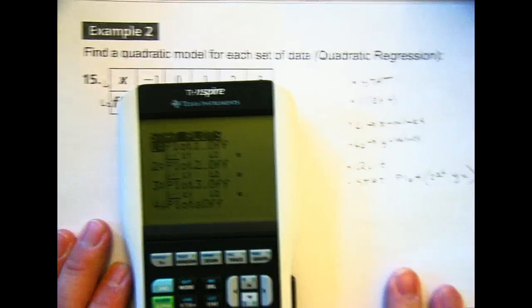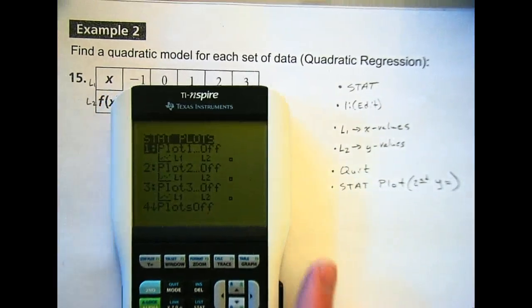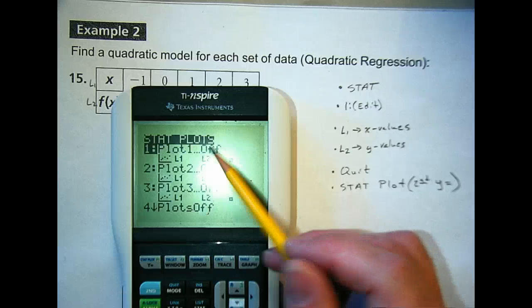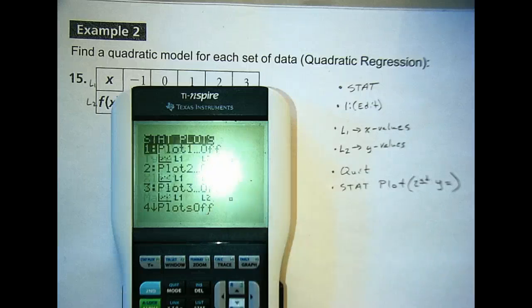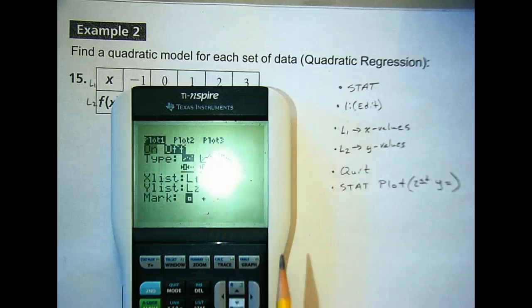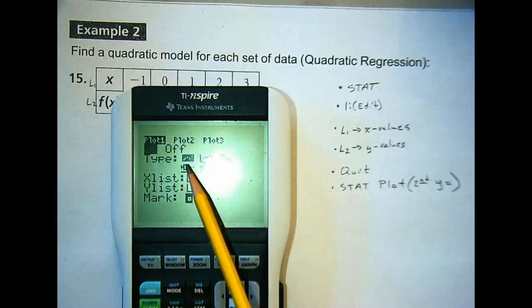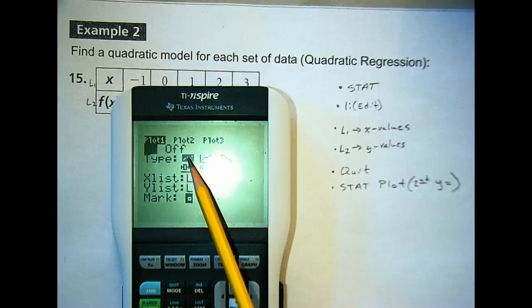Okay, second y equals. At that point, let's see if I can get that so you guys can see a little better. There we go. So at that point, notice these all say off. I want stat plot 1 to be on. So I'm going to click enter. I'm going to highlight on and hit enter. And notice the plot type. We could have all of these. I'm going with the scatter plot.